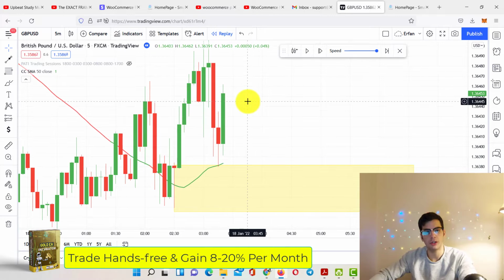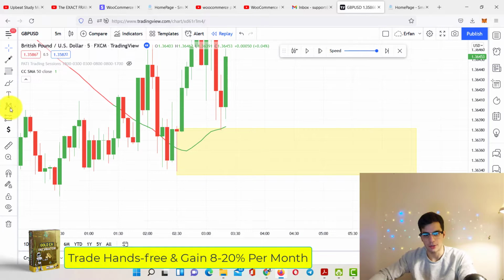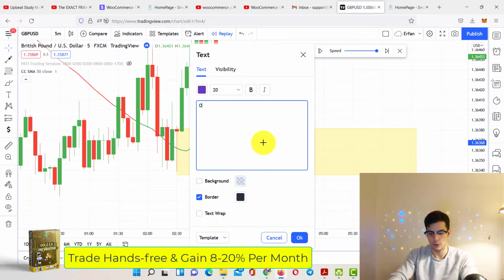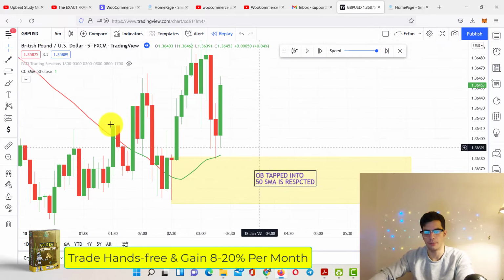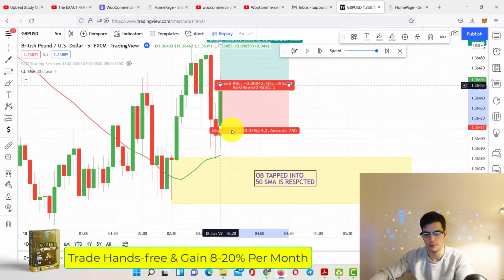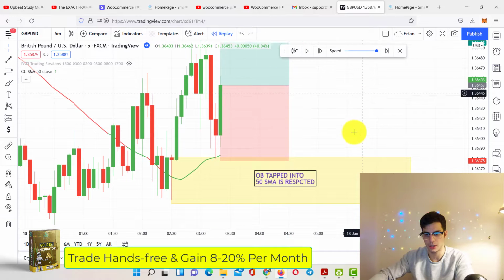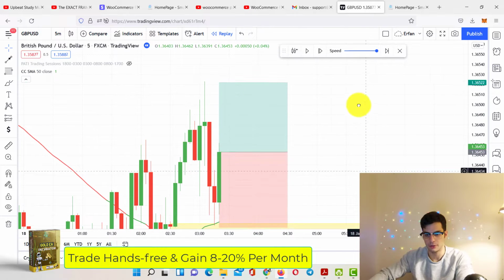See, bullish engulfing candle, 2 confirmations. The first one is the order block, tapped into. The second confirmation, 50 SMA, is respected. So we literally have 2 confirmations if you want to take a buy position here. So I'm going to, for example, take my buy position here, and then I close my trade somewhere around here.